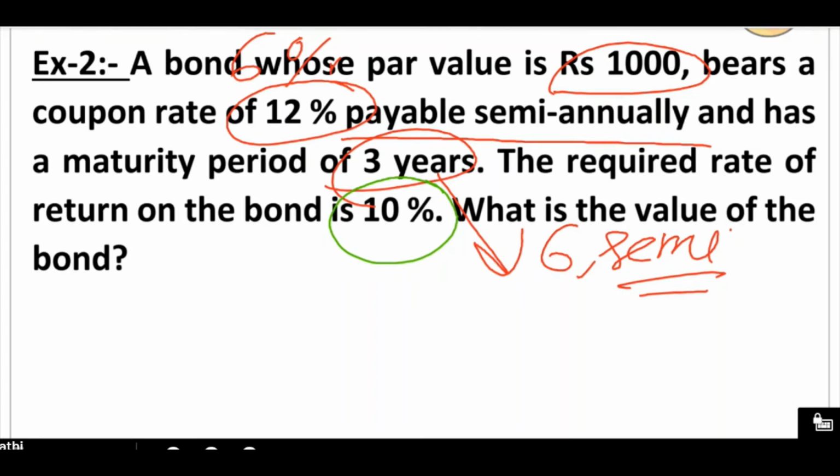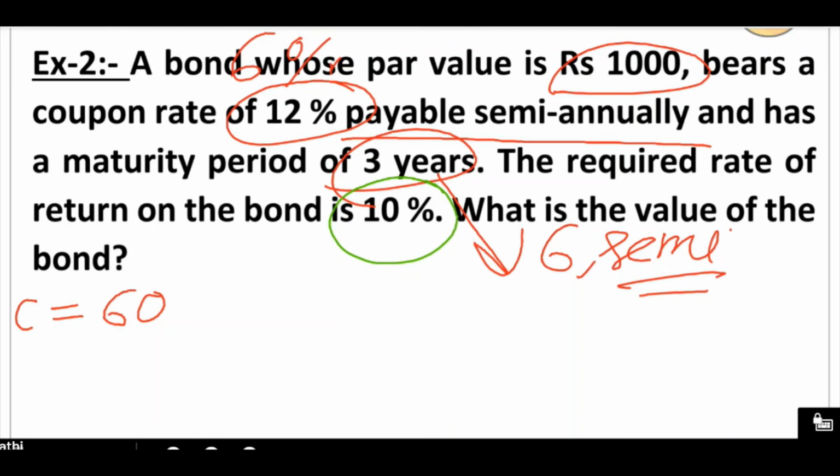Before that, we'll be using the values. What are the values here? What is the future cash flow? That means every 6 months, how much amount are we getting? So we'll get 6% of 1000, which is 60 rupees. So this becomes our C.